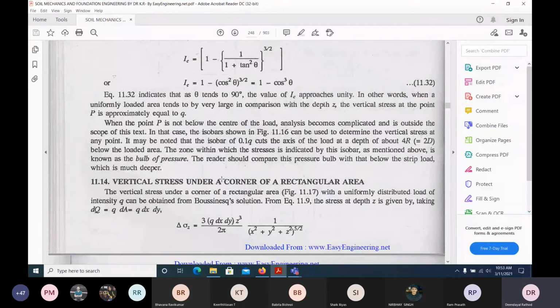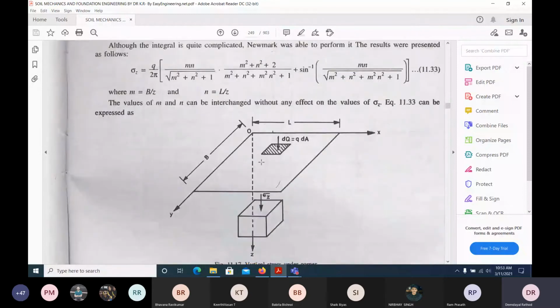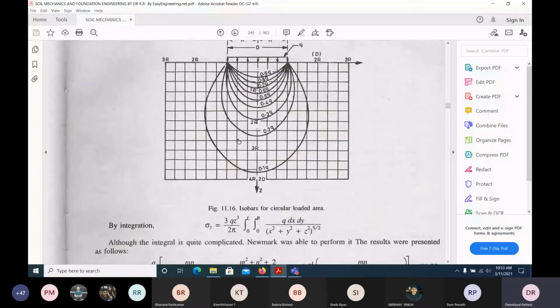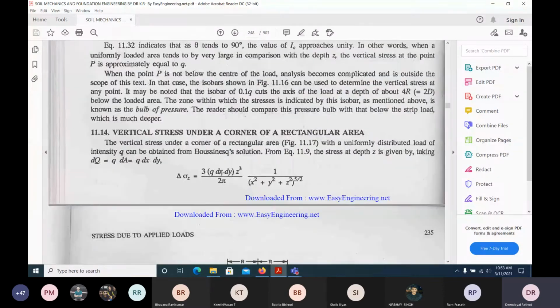Okay. Now vertical, again this is also given. Vertical stresses under the corner of rectangular area. That means suppose you have a rectangular area here. For rectangular footing also the same thing can be done. Only what we are doing here is just multiplying with the area. Area and integration, what we have to take here. So what we are doing is multiplying the area here.